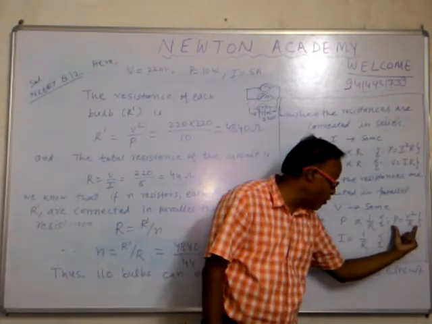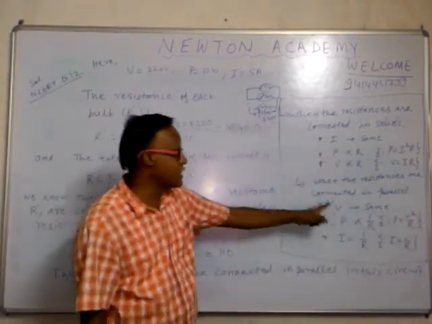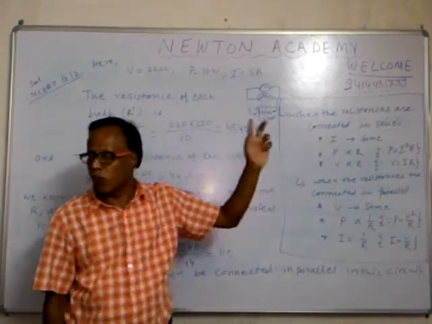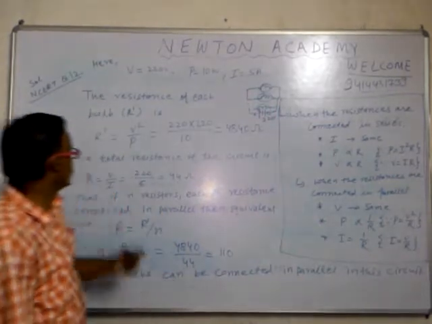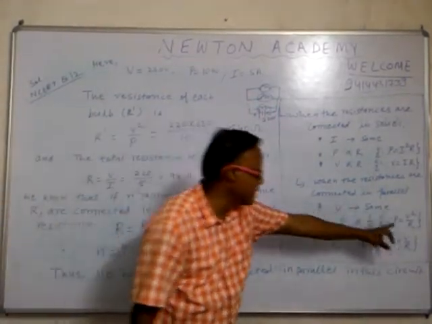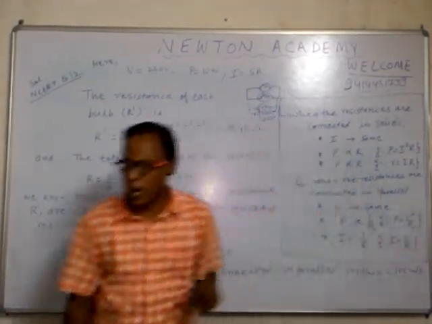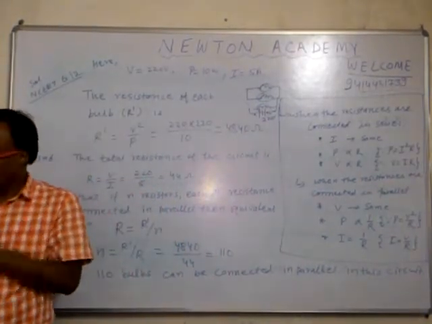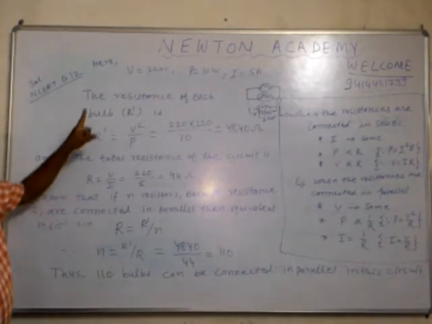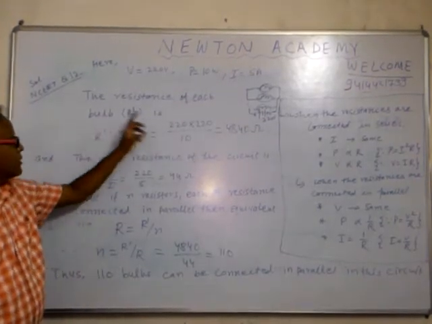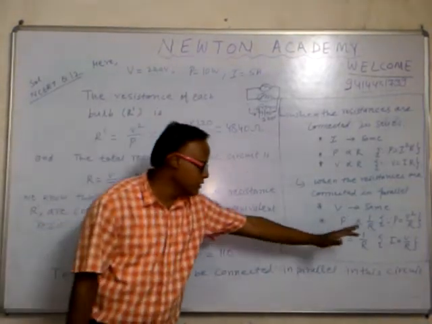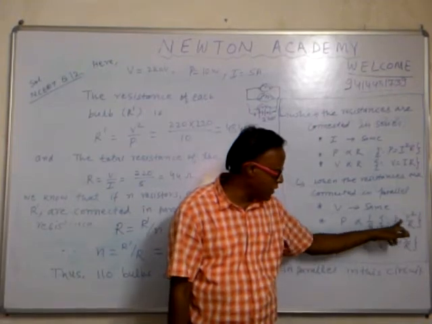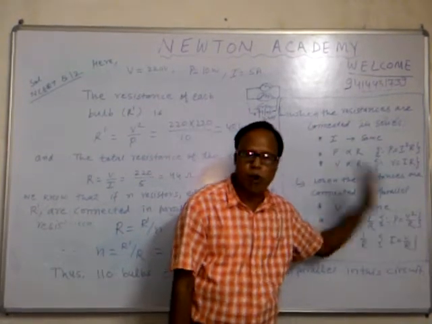Why will I take this formula? Because in this situation V is constant, the same for all the bulbs. So I use this relation P is equal to V square by R. We have to calculate the resistance of each resistor. So the resistance of each bulb is given by the relation: if we have P is equal to V square by R, what is the value of R? R is equal to V square upon P.